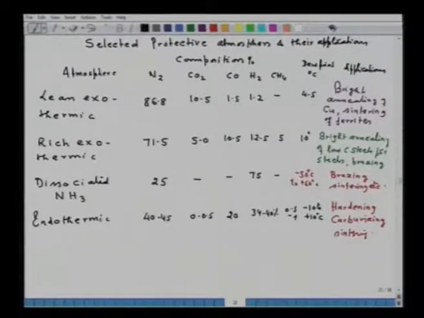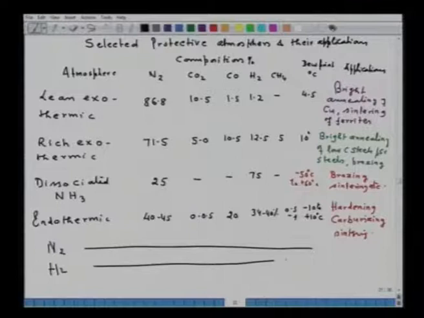Another important type of atmosphere is the nitrogen atmosphere. It carries nothing except 100% nitrogen. It is neutral, and it is used wherever required, annealing being one of the purposes. Then hydrogen, again 100% hydrogen. It is a reducing atmosphere, and argon and helium are inert atmospheres.